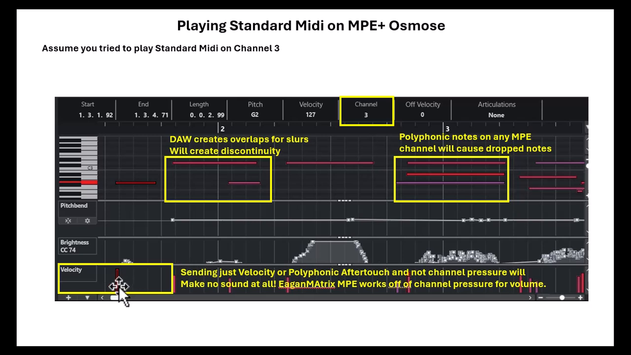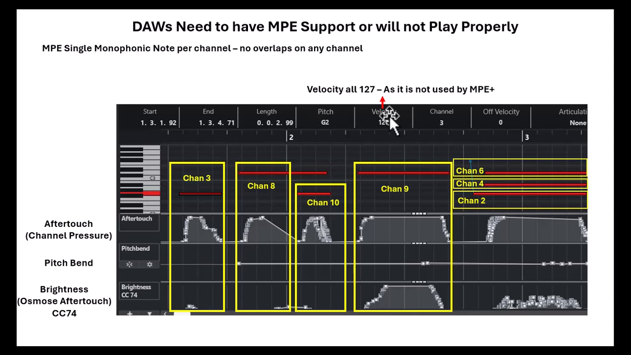If you try and send standard velocity to Osmose and no channel pressure data, you won't get any sound at all, because Osmose needs channel pressure data to initiate your volume response. This is also why velocity is always set to 127, its max value, in your MPE Plus mode, because the sound engine doesn't use velocity.